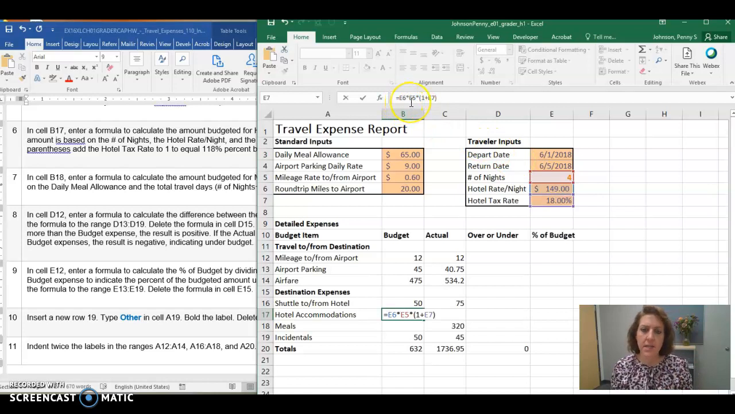E6 times E5 times (1 plus E7). Go ahead and press your Enter key and see what you get for an answer. And then it's actually more important than getting the correct answer is understanding why you got that correct answer. So if you need to, just redo it again and practice it a little bit till it starts to sink in. And as always, email me if you have any questions at all.